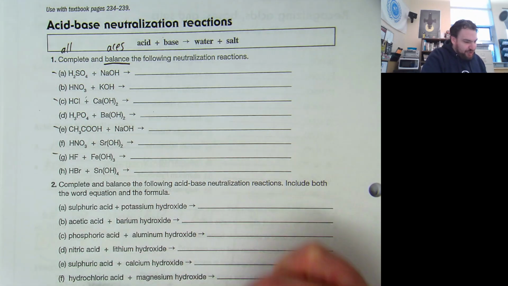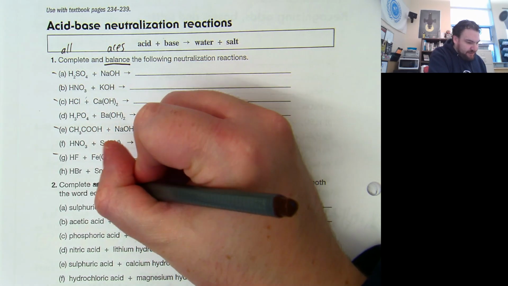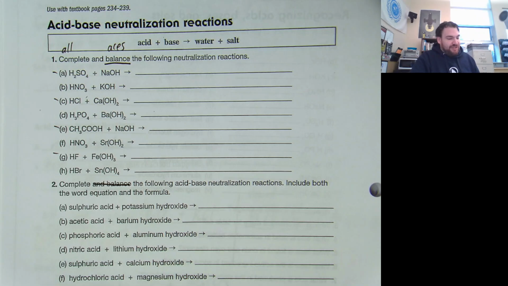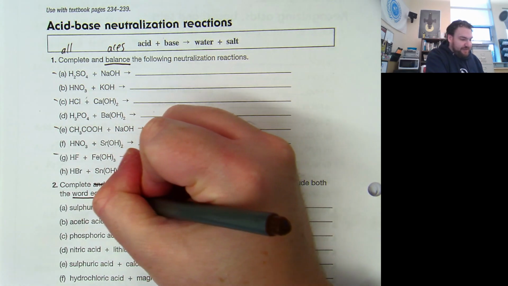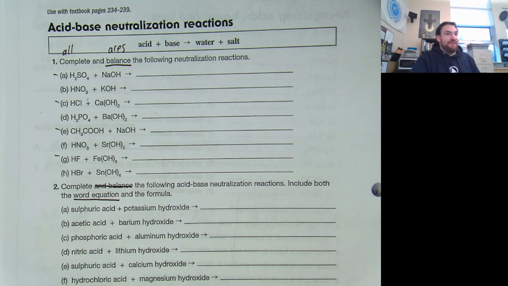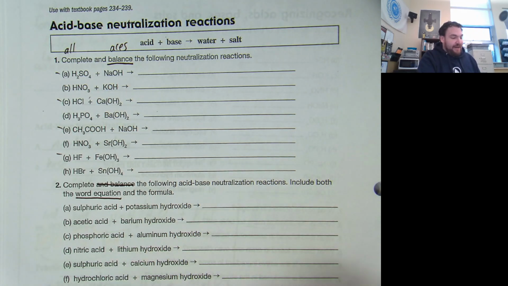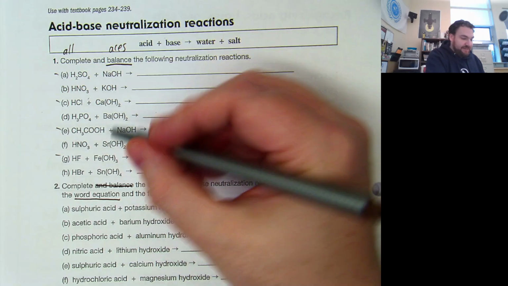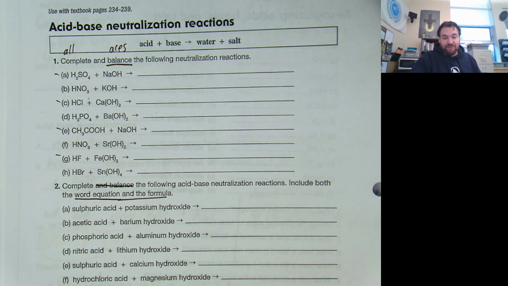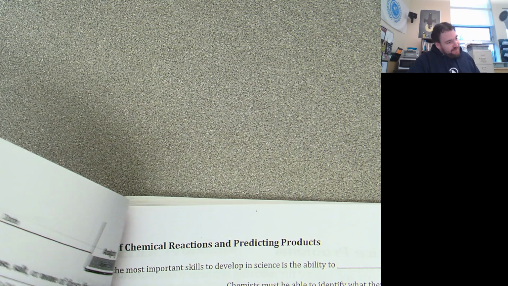And then this one here, down near number 2, I want you to complete. You do not have to balance these guys. I just want the word equation for these. But in order to do that, you're going to have to figure out what the formulas are for sulfuric, acetic, phosphoric, nitric, and hydrochloric acid. Build the compounds and then give me the names. You don't have to balance, but I want the word equations for those. I think that's plenty of things to do.